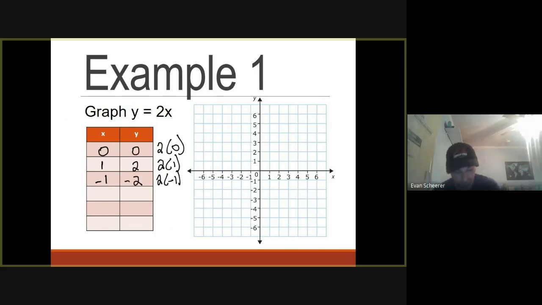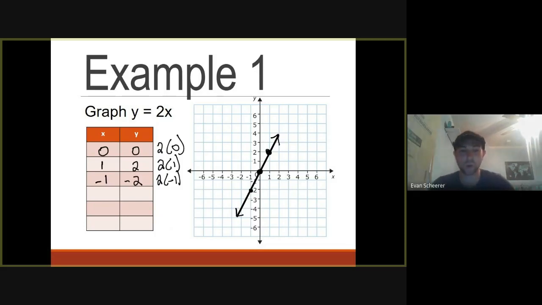So our 3 points here are 0, 0. So I'm going to put 0, 0. I'm going to put 1, 2. And then I'm going to put -1, -2. All right, I think that'll do. All right, so those are our 3 points, and notice how we just created a straight line. So now I'm going to connect the straight line. Boom, draw some arrows at the end, and we are done.